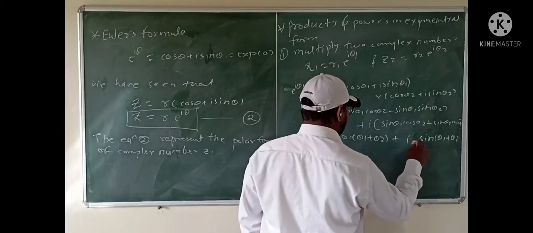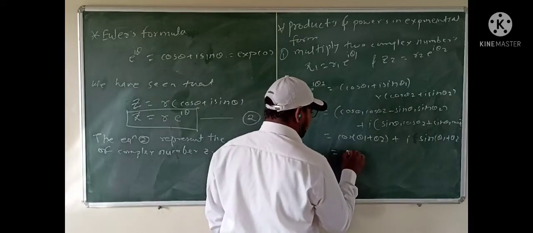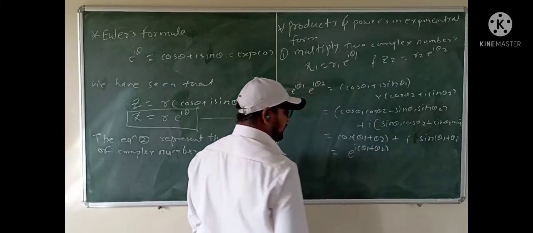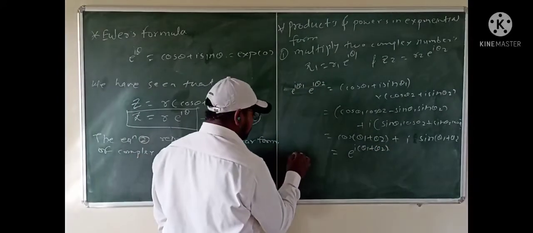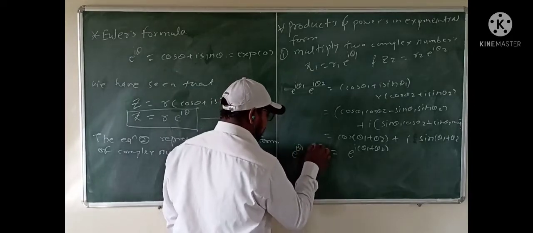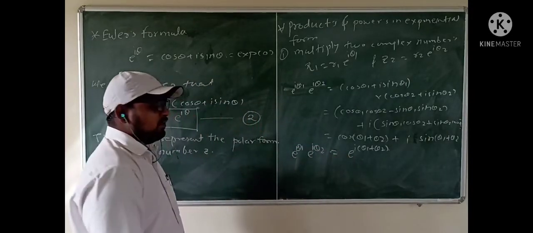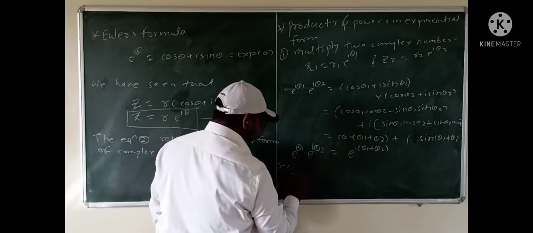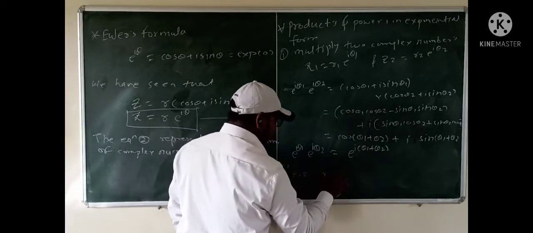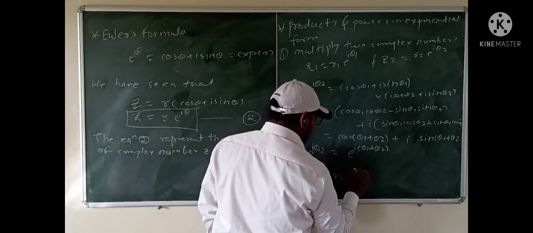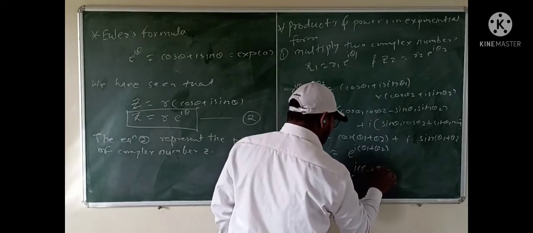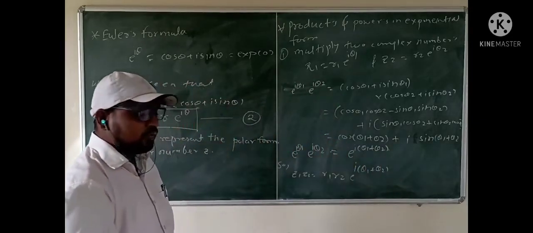This can be written using Euler's formula as e raised to i of theta 1 plus theta 2. So the product of exponentials, e raised to i theta 1 into e raised to i theta 2, can be written as e raised to i theta 1 plus i theta 2. So the product of complex numbers z1 z2 is equal to r1 r2 e raised to i of theta 1 plus theta 2. This is for the product of two complex numbers in polar form.